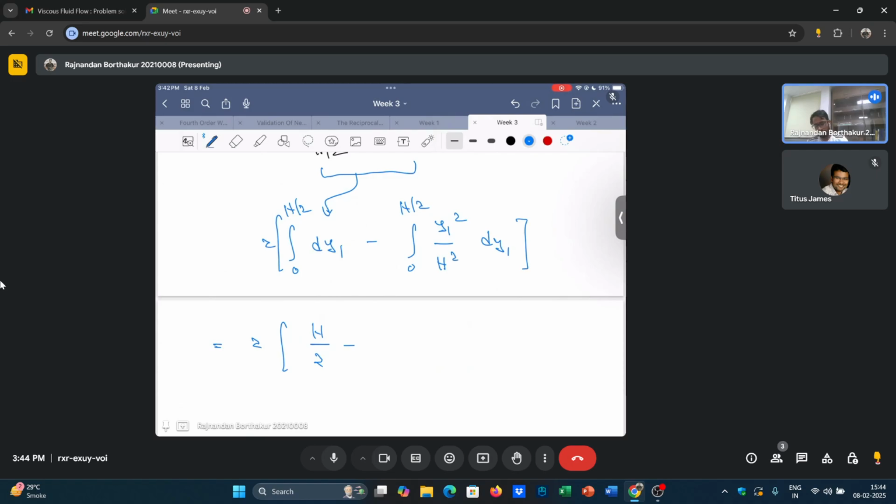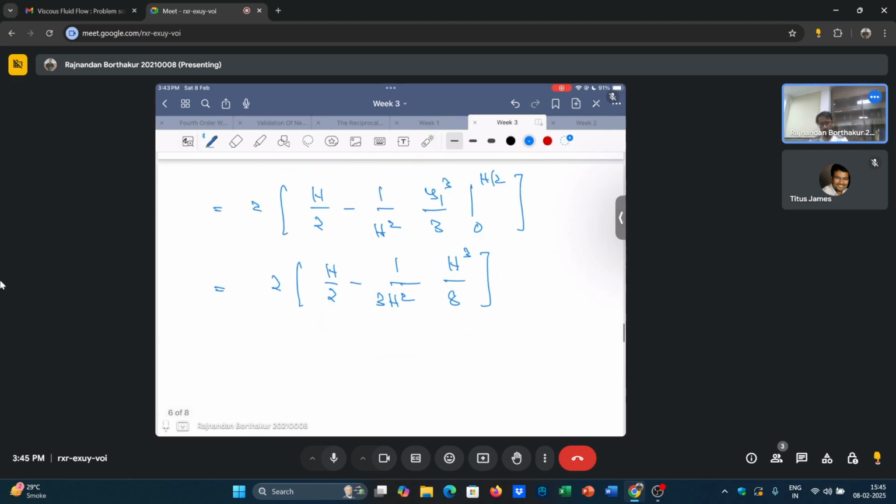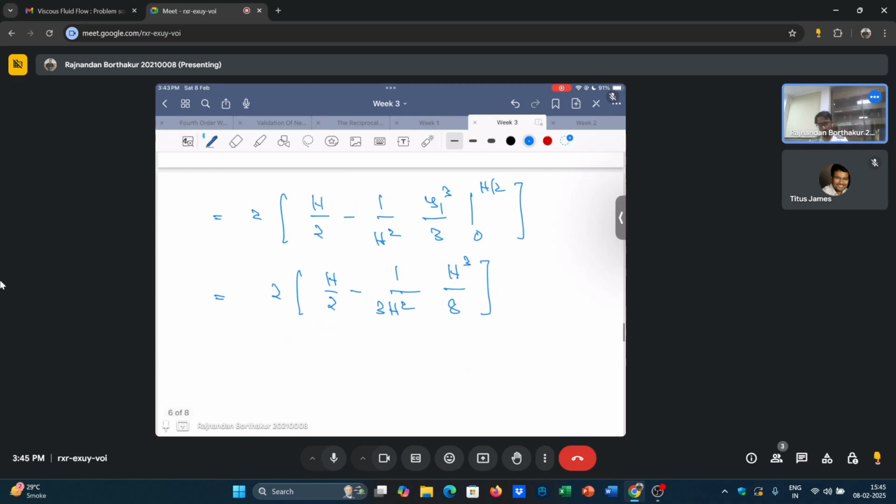From this term you get what? So 1 by h square will just come out. This integral would become y1 cube by 3, and then you need to evaluate this from 0 to h by 2 basically. So this becomes 2 times h by 2 minus 1 by h square, 3h square basically because there is a 3, and y1 cube would be h cube by 8. I hope you understand what I'm doing. That's just the integration, that's it.